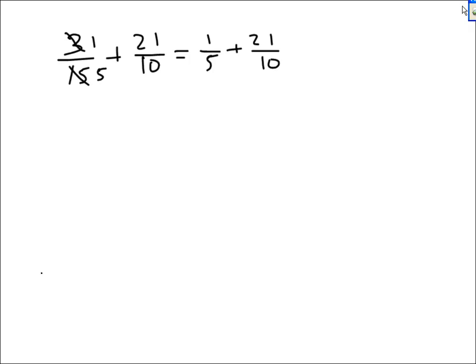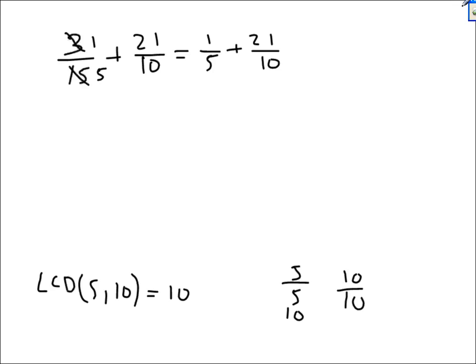The LCD of 5 and 10. That's 10. 5 table, 5, 10. I'll stop right there, because I know 10 is on the 10 table. Even if you wrote some more numbers, 10 is the first common multiple. It's the least common multiple.